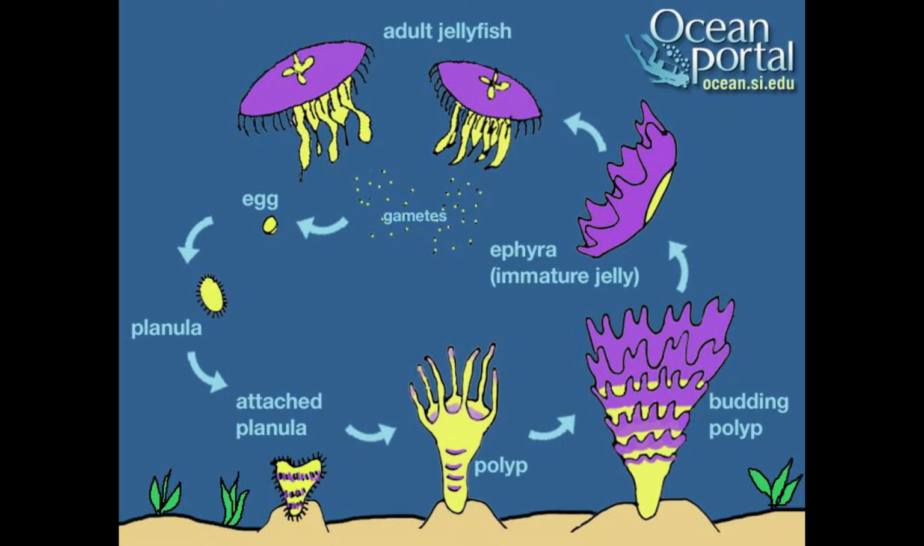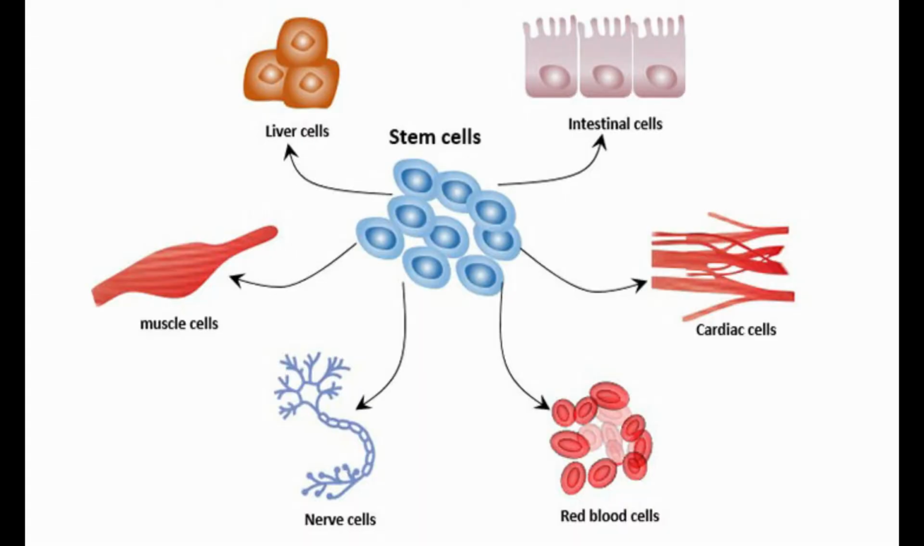The process of changing the cells from one type to another is called transdifferentiation. But firstly, what is cellular differentiation? This refers to the process in which a cell changes from one cell type to another more specialized cell type. For example, an embryonic stem cell can transform into any other type of cell, such as liver, intestinal, muscle, cardiac, nerve, or red cells.